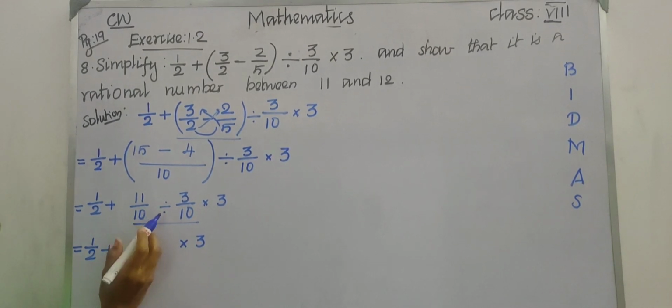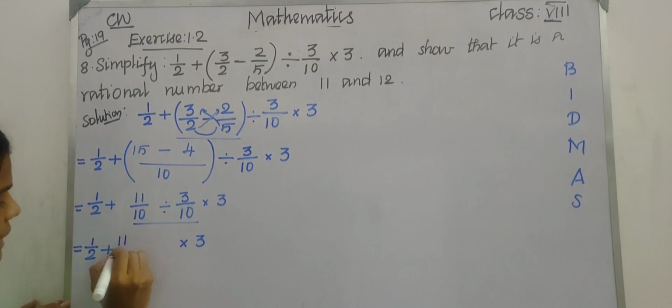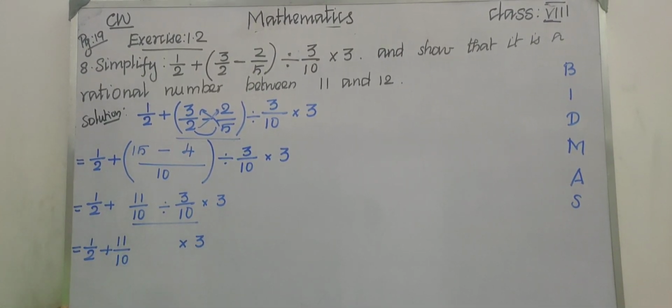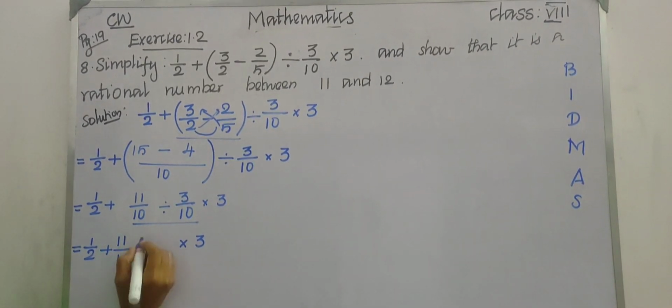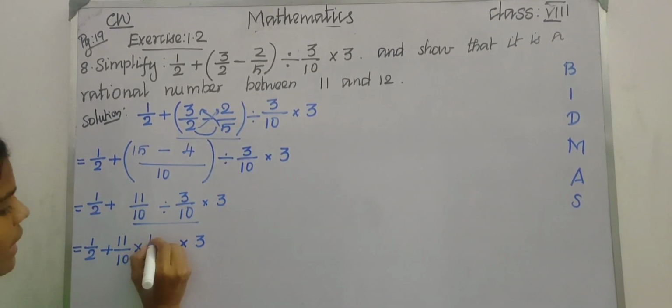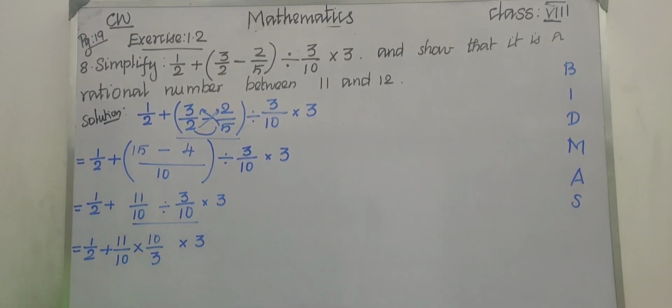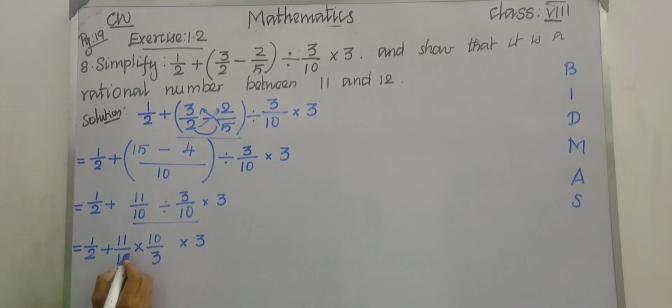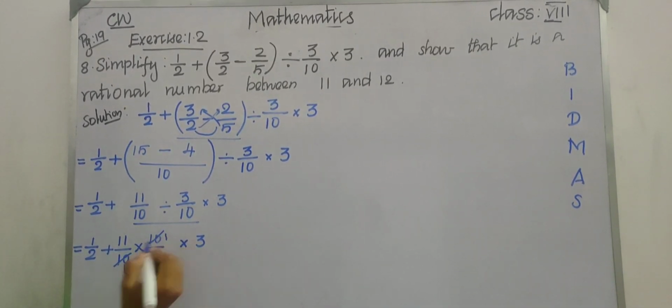If you are doing division, what is the first step? We need to write the first rational number, 11 upon 10, as it was in the question. Then we need to change the symbol to multiplication, and take the reciprocal, or multiplicative inverse. What is the multiplicative inverse of 3 upon 10? 10 upon 3, right? So we can simplify this one. Here we have 10 and here also we have 10. So, 1 10s are 10 and 1 10s are 10.